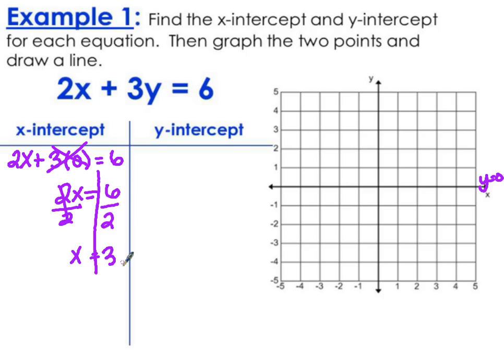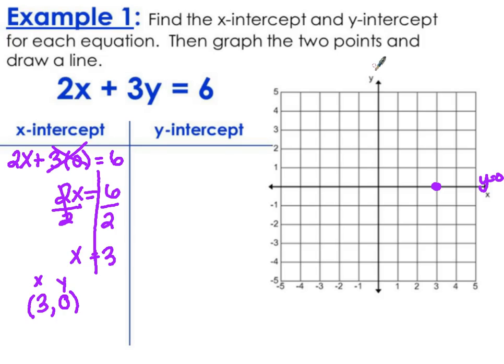So my x-intercept, I'm going to be picky, is an ordered pair. So we're going to write it as an ordered pair. The x value was 3, and I put 0 in for y to get that. So it's the ordered pair (3, 0). So I'm going to plot that point. 1, 2, 3, 0. That's my x-intercept.